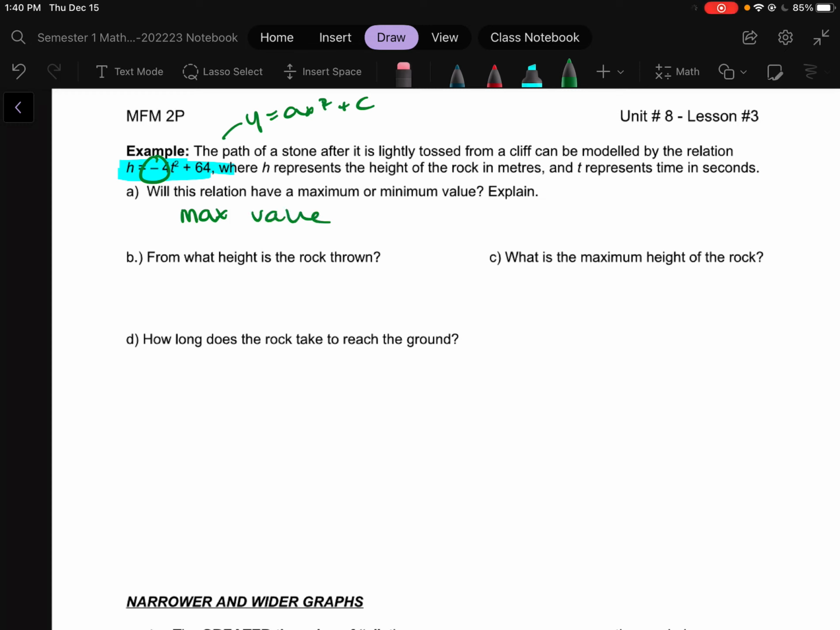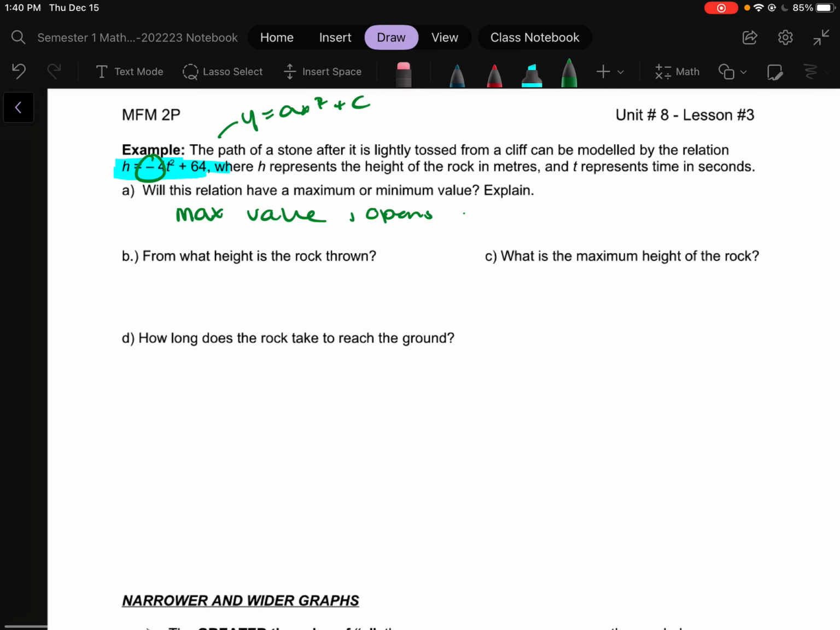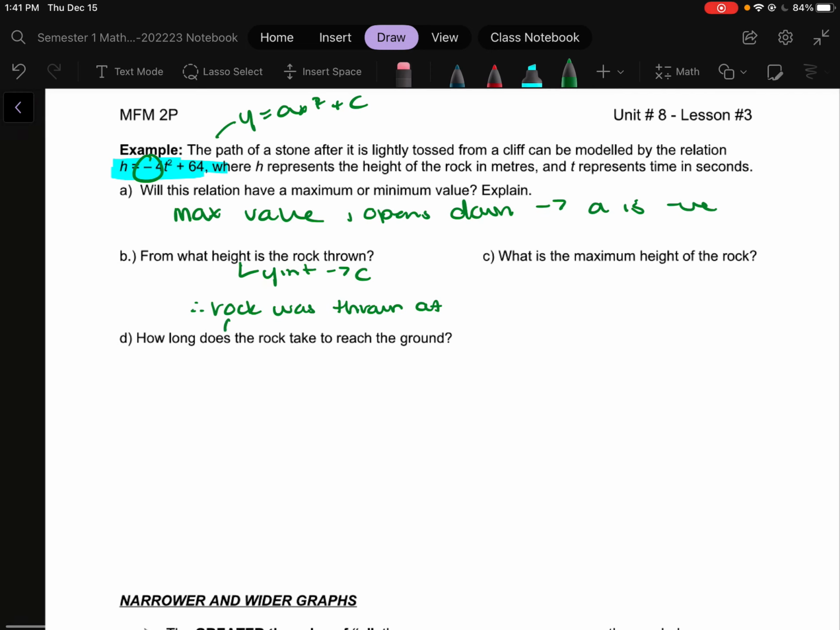And then the max value is going to be 64. So it opens down, and that is because A is negative. What is the height of the rock thrown? So that is our y-intercept, which is our C. So therefore, the rock was thrown from a 64-meter cliff due to what our C value was.